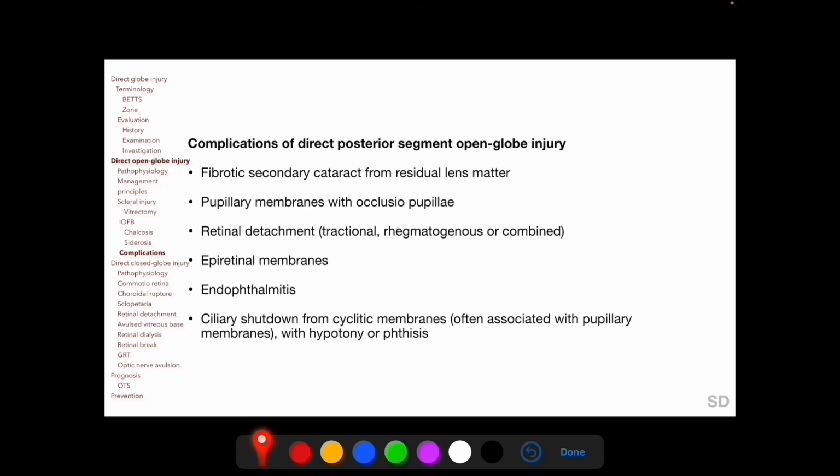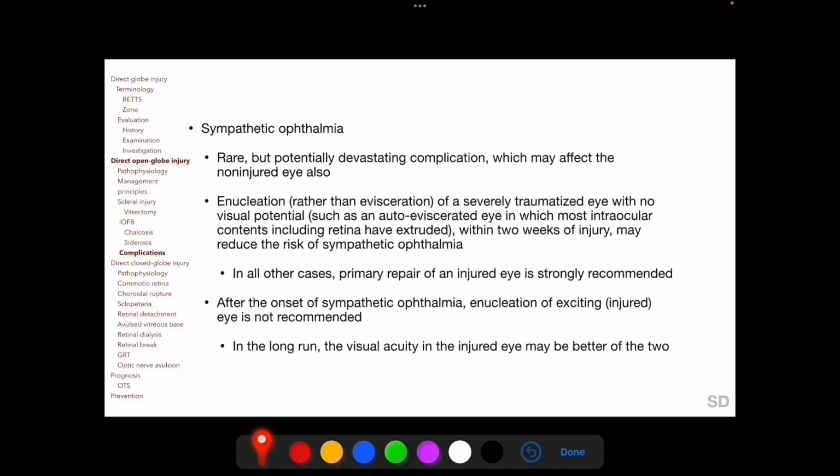Complications of direct posterior segment open globe injury include fibrotic secondary cataract from residual lens matter, pupillary membranes including occlusio pupillae, retinal detachment, either tractional, rhegmatogenous or combined, epiretinal membranes, endophthalmitis, ciliary shutdown from cyclitic membranes, which may lead to hypotony and phthisis, and sympathetic ophthalmia, which is rare but a potentially devastating complication which may affect the non-injured eye also.